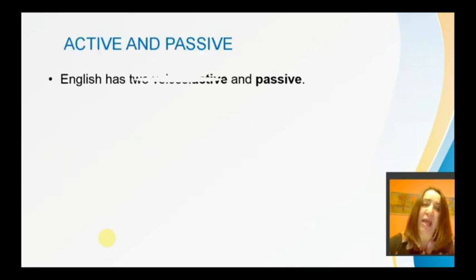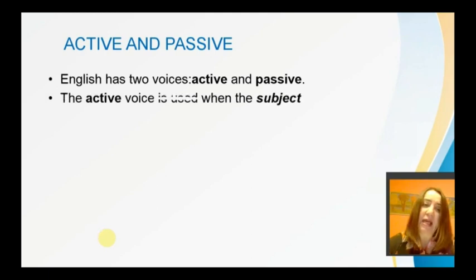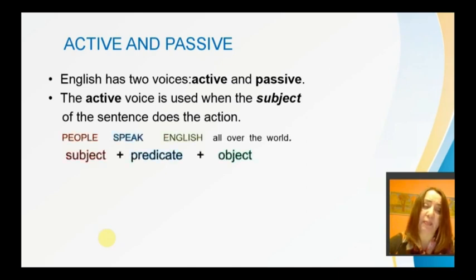Conclusion is, English has two voices, active and passive. The active voice is used when the subject of the sentence does the action. For example, people speak English all over the world. Subject is people. Predicate is speak. English is an object. All over the world is some adverbial for place.